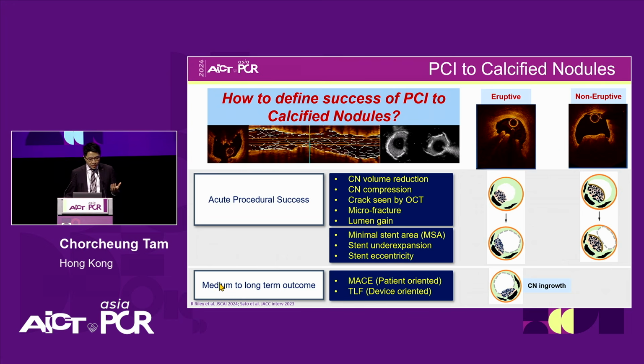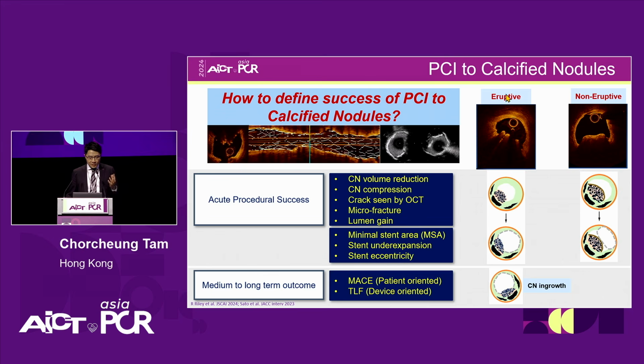Of course, we can also talk about the medium to long-term outcome. This is more patient-oriented, that is MACE, or device-oriented, that is target lesion failure. So before we talk about PCI for calcified nodules, we have to define what we mean by success of PCI for calcified nodules.